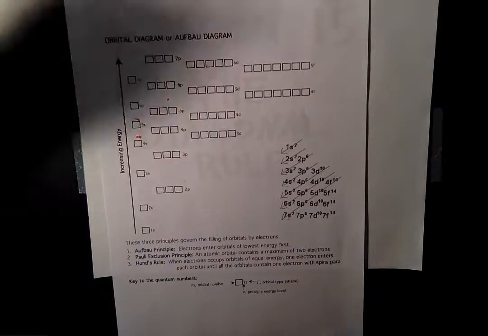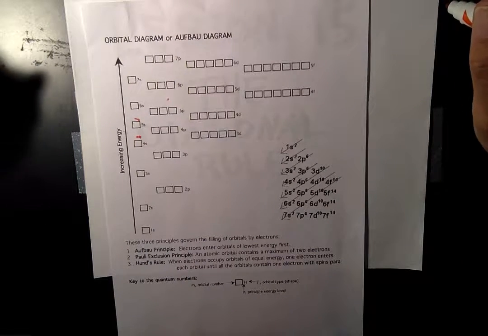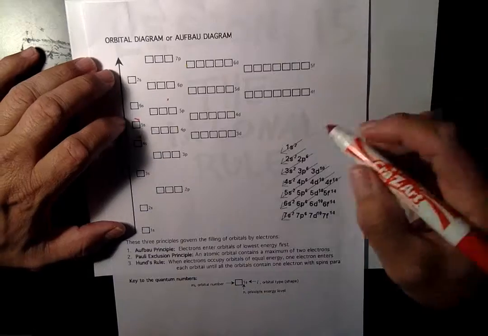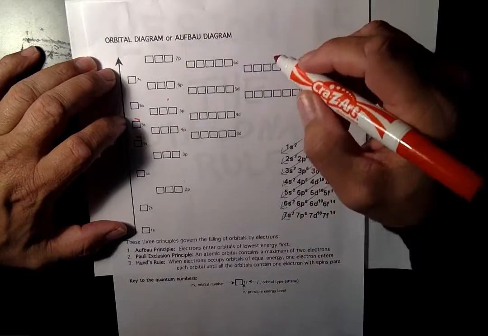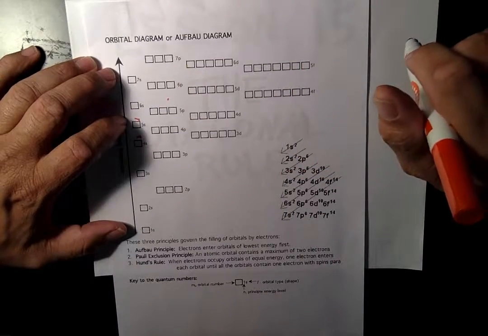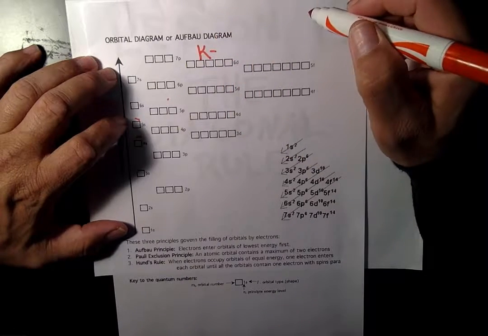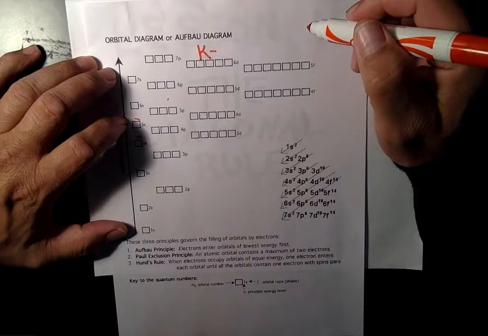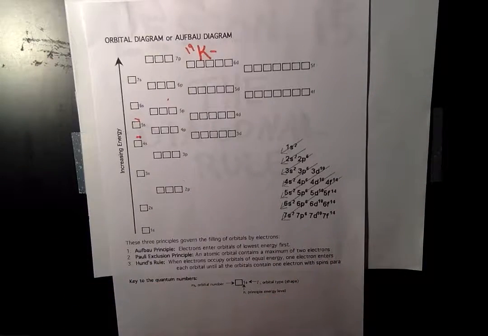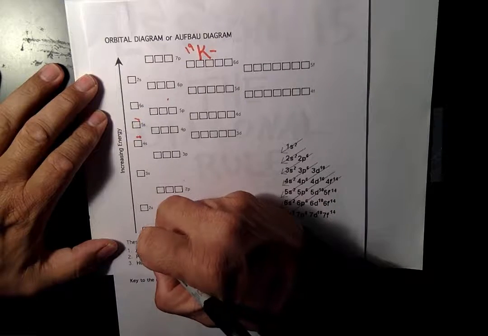Now let's take a look at one real quick because you're going to do some electron configurations. So I want to make sure you know how to use this. Let's go ahead and do potassium, K. Potassium is the letter K. Potassium has 19 electrons. All right. So I need to fill these in. I start at the lowest level and I put one up.